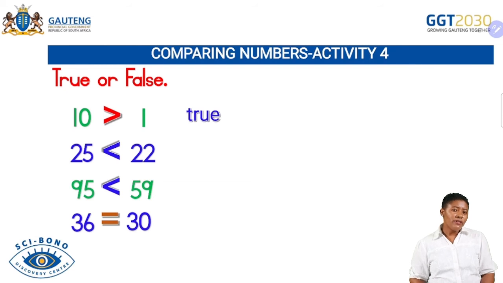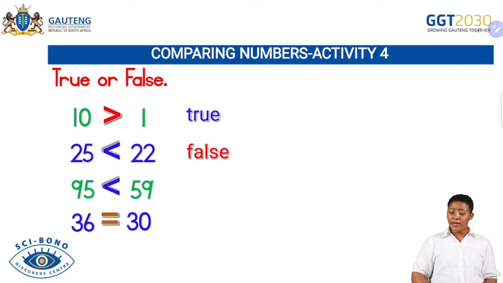Is number 25 greater than or less than number 22? What do you think? Okay, we say false. 22 is less than, right? To show that it is the less than symbol, right?